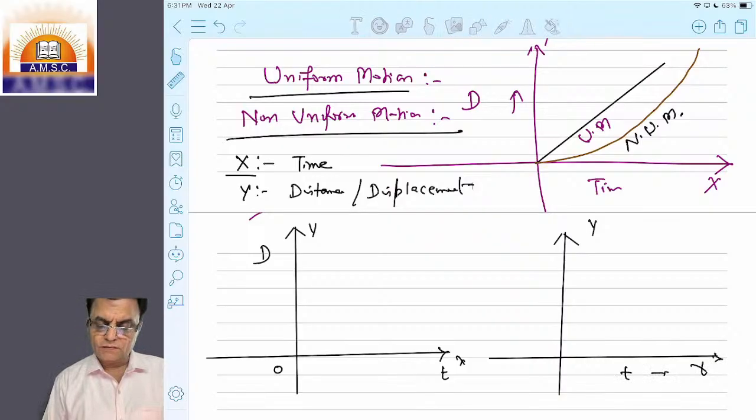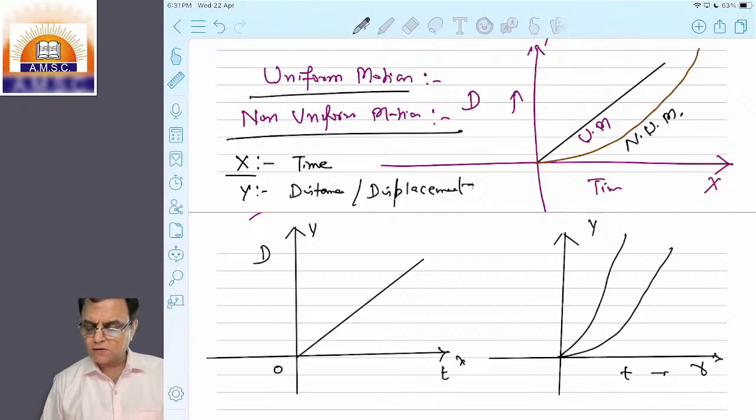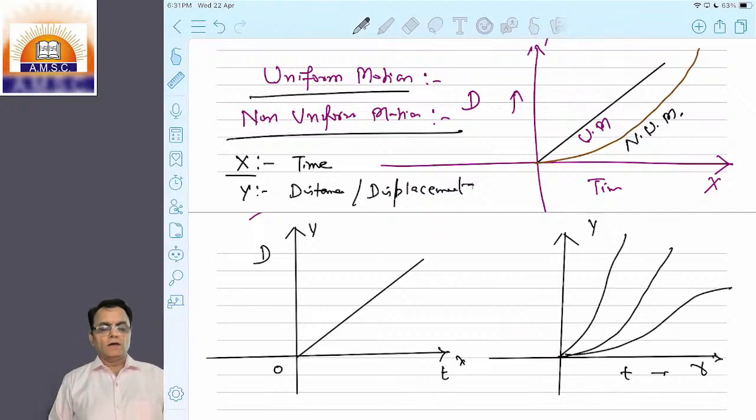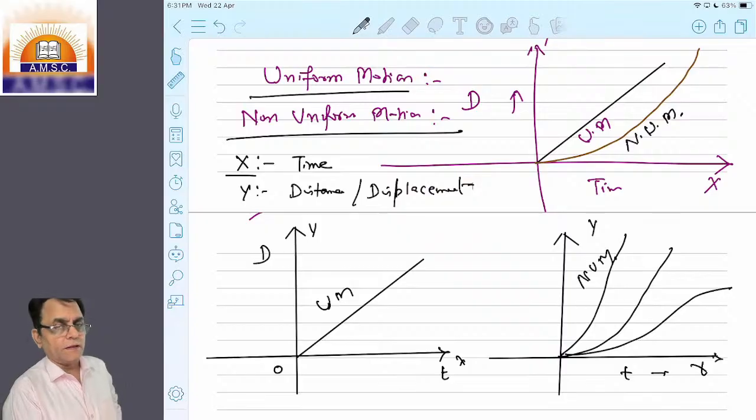If you have the straight line, uniform motion; if you have such kind of structure or such kind of structure, non-uniform motion. I have repeated 3 times. मैंने इसे 3 बार रिपीट किया है. क्या ये क्लियर है? Is it clear? Yes, sir. That's something great. Please copy the pair of graphs. अभी कॉपी करो इसे.